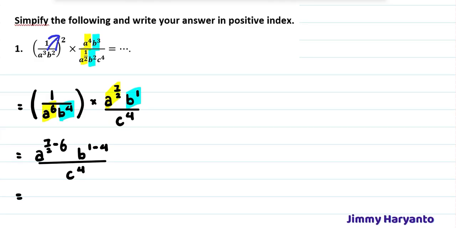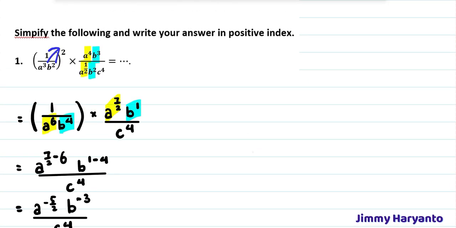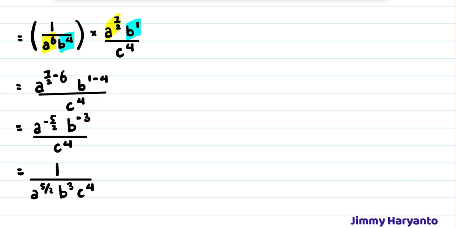Yeah, and then this one will become a to the power of negative 5 over 2, and then this one is b to the power of negative 3 over c to the power of 4. Okay, and then the result will be, because the question wants you to answer in positive powers, that means you have to bring the a and b down. 1 over a to the power of 5 over 2, b to the power of 3, and c to the power of 4. Okay, so this is an example of a hard question involving all of the properties.